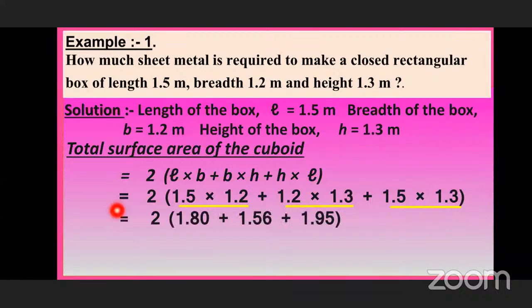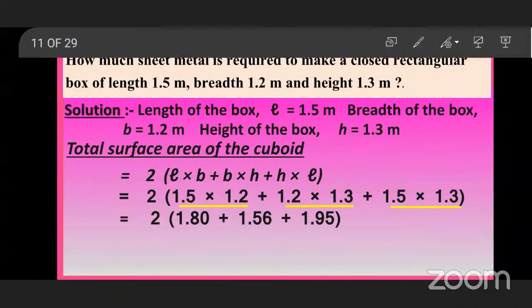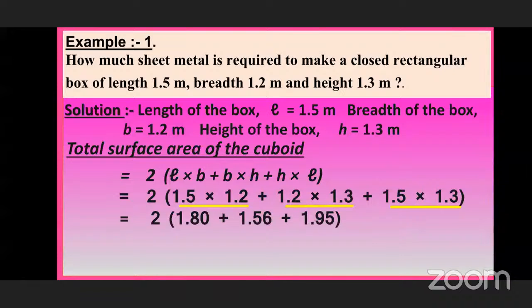Yes, the answer was correct. Somebody told 1.8. Yes, the answer is 1.80 for this, and the product of 1.2 and 1.3 is 1.56, and the product of 1.5 and 1.3 is 1.95. And later what are we going to do, children? Addition. We are going to do the addition. Just add these numbers and tell me the answer.